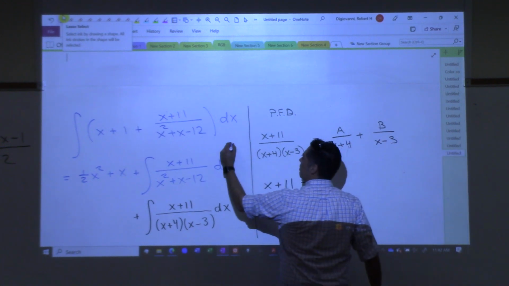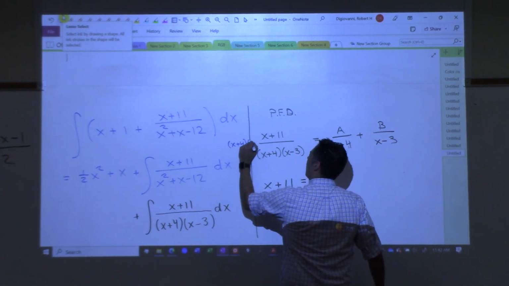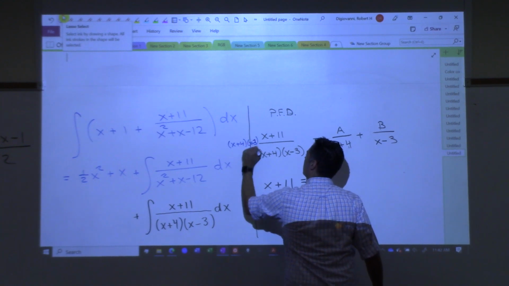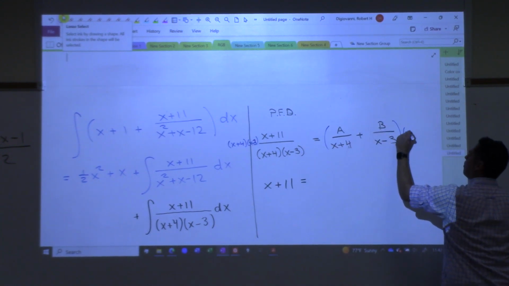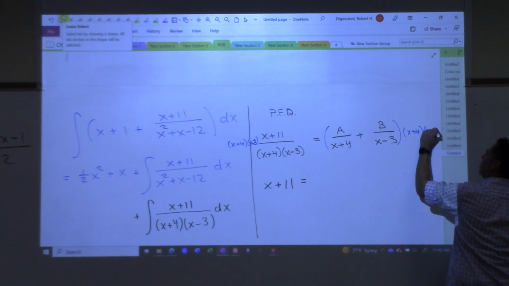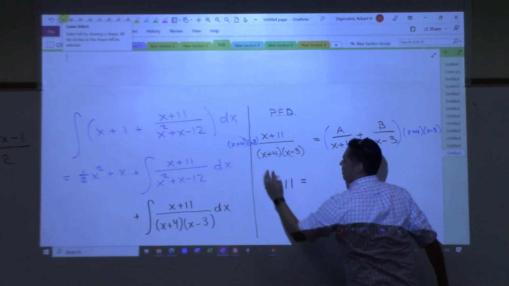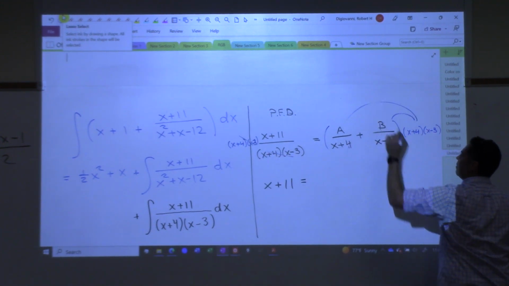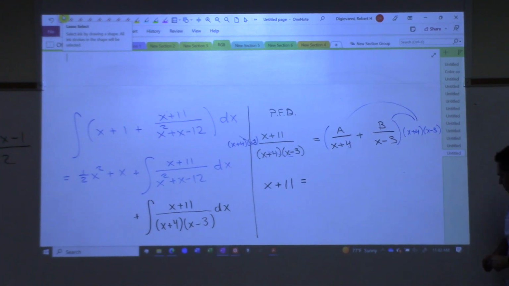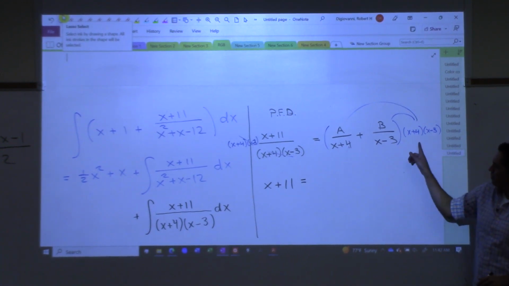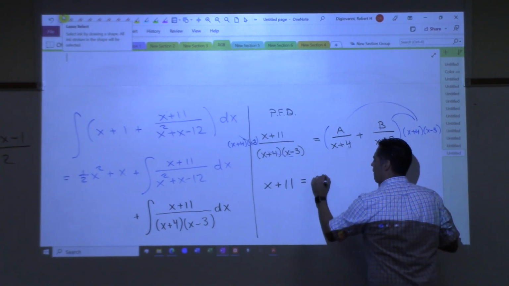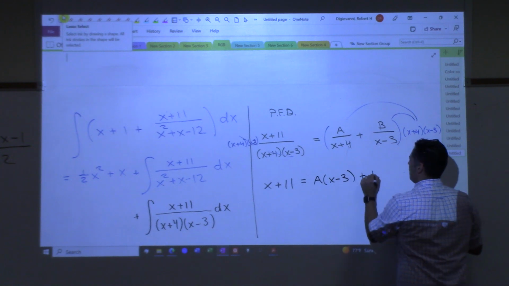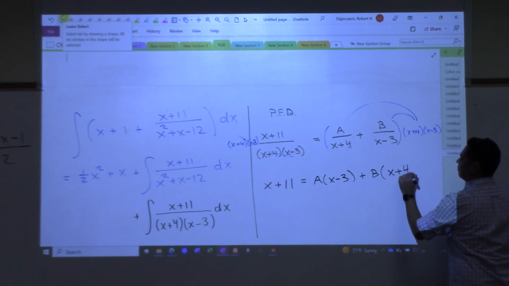So I'm multiplying here by x plus 4, x minus 3. And then over here, same thing, x plus 4 times x minus 3 goes away. That gives me this. And then here I have to distribute. This one, we're almost there. I mean, we got a few more steps and we're there. What goes away here on this first multiplication? X plus 4. So I'm left with an a and x minus 3. Good. Next one, b, and then x plus 4.